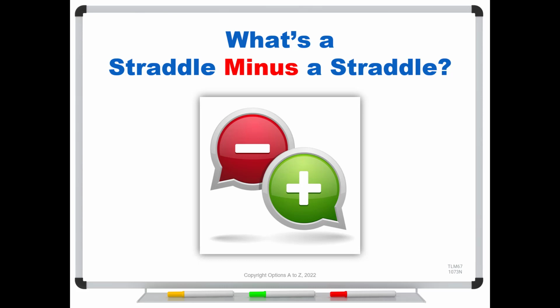So what's a straddle minus a straddle? In other words, what's the difference between two different straddles with the same expiration? Bigger question is, why would it matter? Well, let's go have a look.